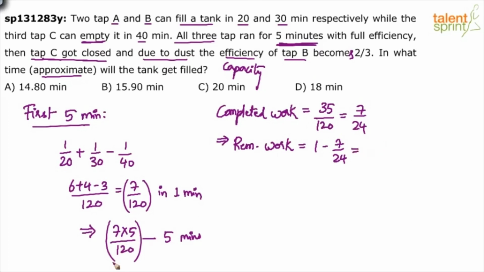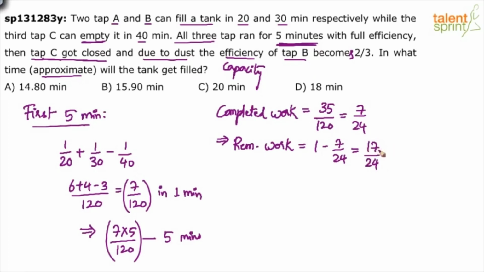You're able to follow. 7 into 5 by 120, if you simplify that, we will get 35 by 120, which is 7 by 24. 1 minus 7 by 24 will be 17 by 24. This is the remaining work. 17 by 24 of the work has to be done.